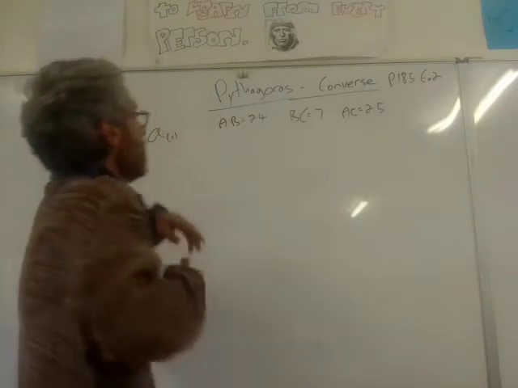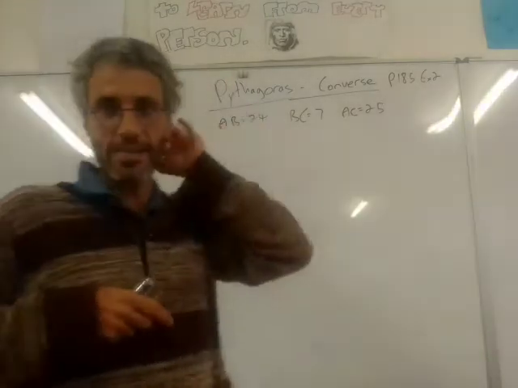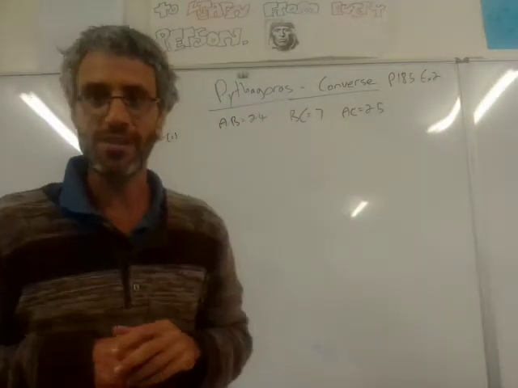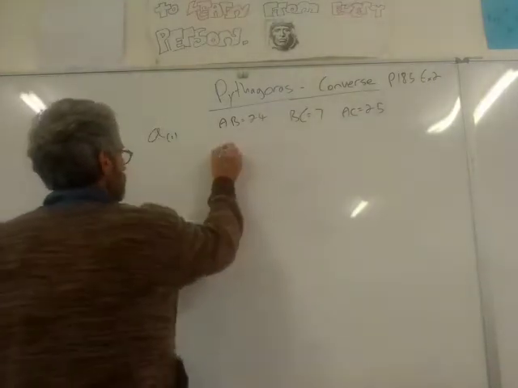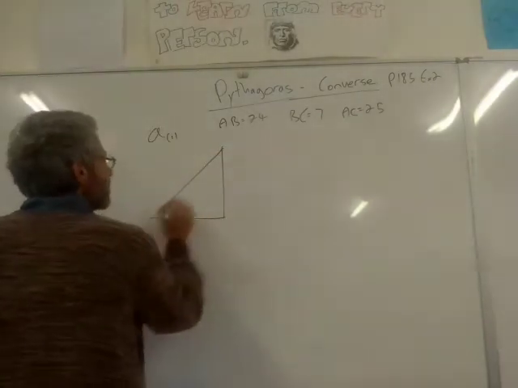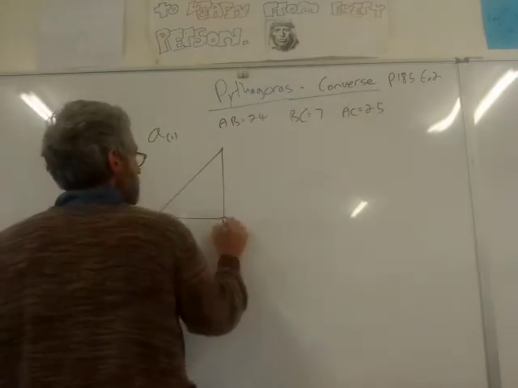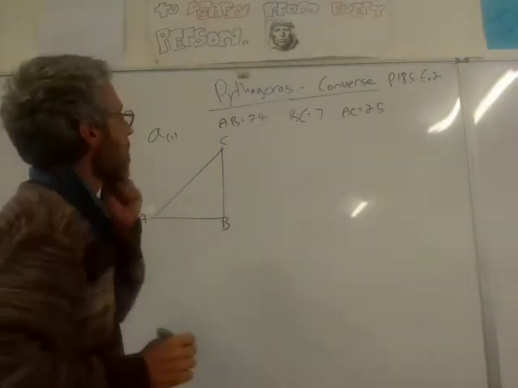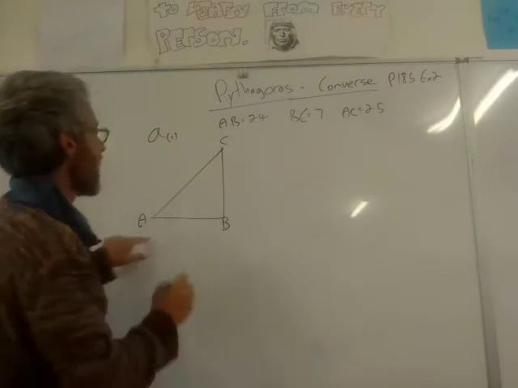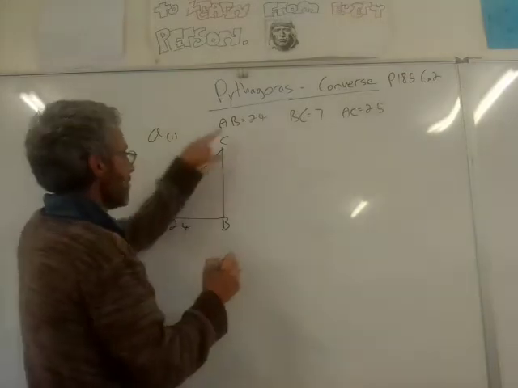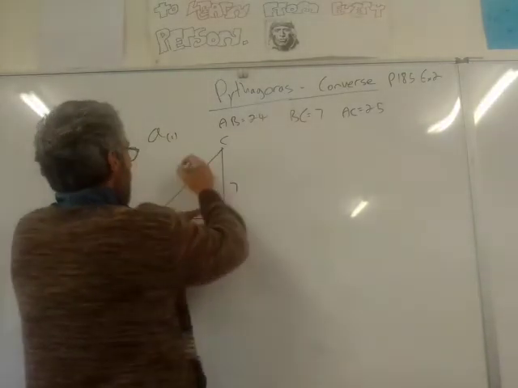So, I'm giving 3 sides, lengths of different sides. Okay, I should have kept that triangle. Okay, so we'll say this is A, B, C. Okay, we're told that one side, AB is 24, BC is 7, AC is 25.